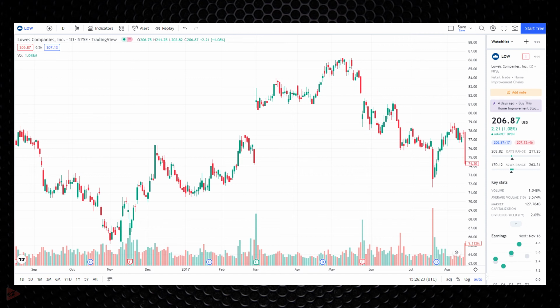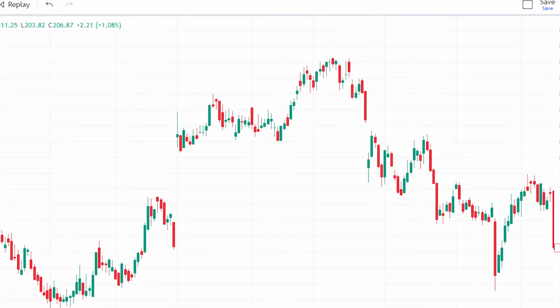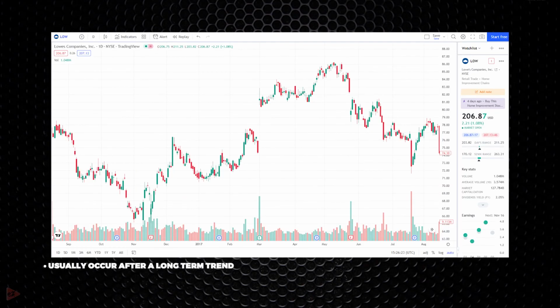Alright, so the final and last gap that I want to talk about is the island reversal top or bottom. These, in a similar fashion to the exhaustion gap, are a type of reversal pattern, meaning that they reverse the trend. As we can see, we have a gap on the left and a gap on the right occurring just at around the same price levels, leaving a sort of island in between. These type of patterns generally occur after a relatively long-term trend.